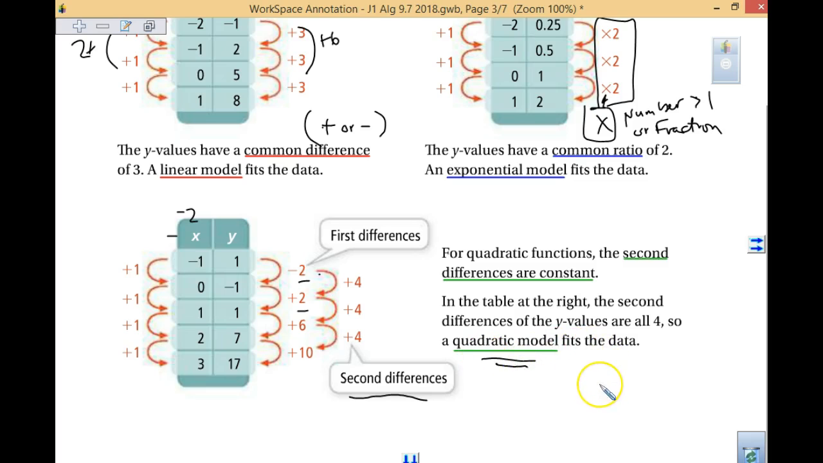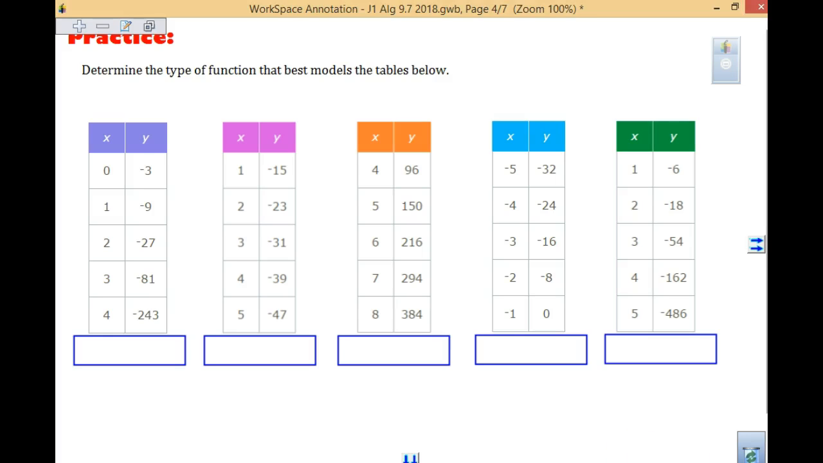So look for the first difference. If you don't notice a first difference, try multiplying. If multiplying doesn't work, try to look for the second difference. Okay? So in the tables that I provide you next, you are asked to determine the model. You are going to notice that our x's change by 1 in all of our tables, right?